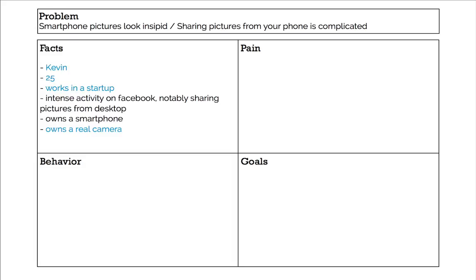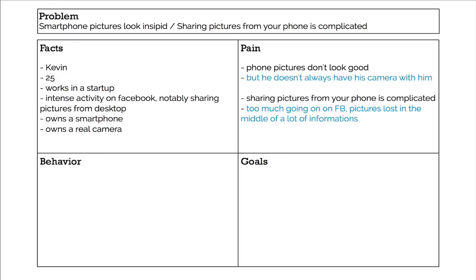Now let's talk about the facts. It's important to give a name to your persona. You can even add a photo or draw a picture. This persona is going to become your best friend, and it's always easier when friends have a name and a face, right? So we'll call our persona Kevin. It's not necessarily a college student. He's actually more likely to be 25 and to work in a startup. And he does own a smartphone and share pictures on Facebook from his computer. But most of the time they were taken with his real camera.